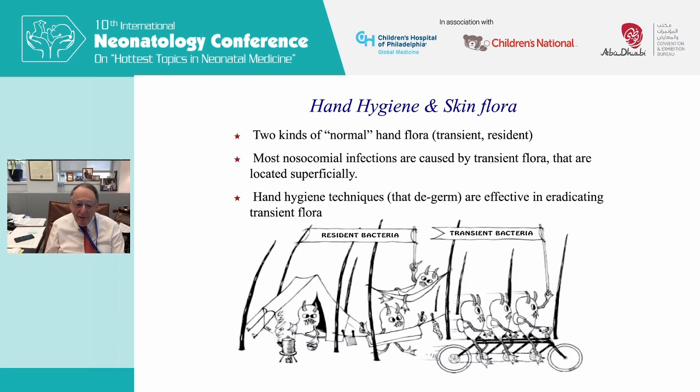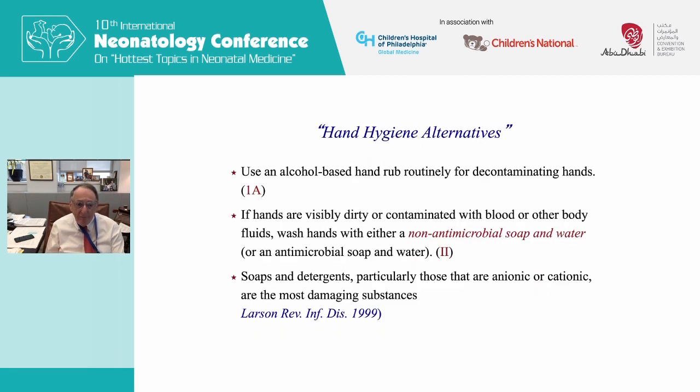The resident bacteria are deep within the skin, and hand hygiene techniques probably don't get rid of most of those resident bacteria. But the transient bacteria sit very superficially, and it's those bacteria that cause most healthcare associated infections. And using a hand hygiene technique that degerms, one of the combinations of alcohol plus an emollient, is very effective in eradicating those transient flora.